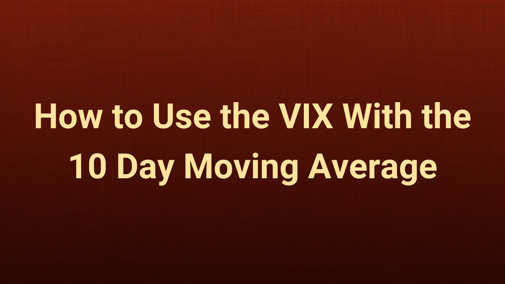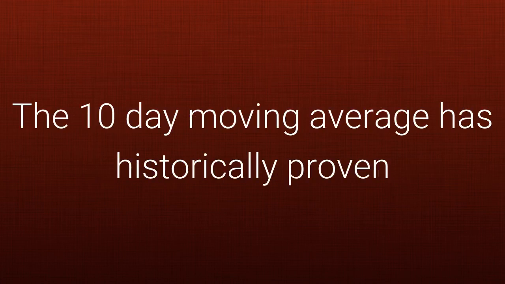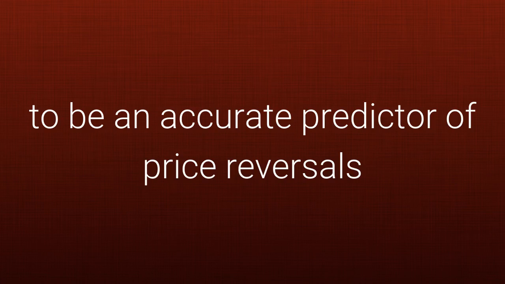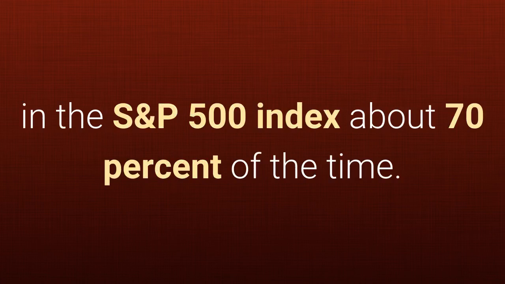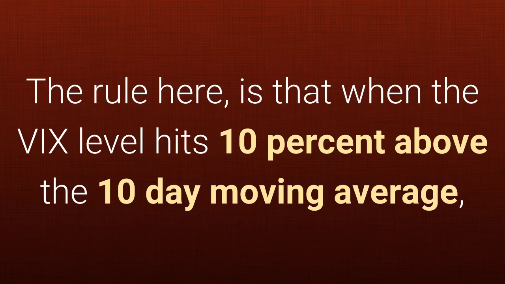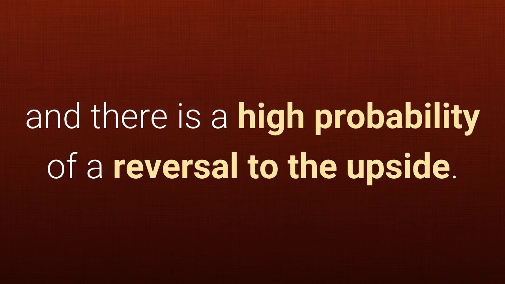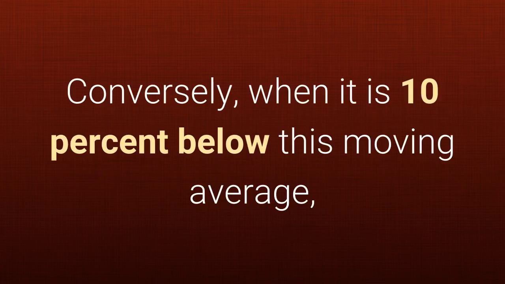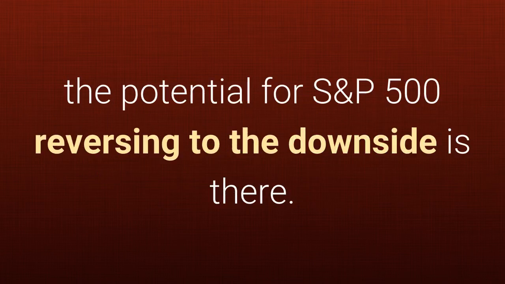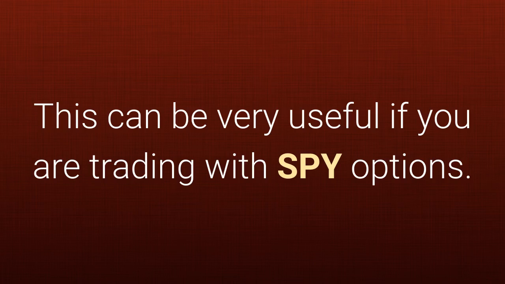How to use the VIX with the 10-day moving average. The 10-day moving average has historically proven to be an accurate predictor of price reversals in the S&P 500 index about 70% of the time. The rule here is that when the VIX level hits 10% above the 10-day moving average, it means that a sell-off in the S&P 500 has taken its course and there is a high probability of a reversal to the upside. Conversely, when it is 10% below this moving average, the potential for the S&P 500 reversing to the downside is there. This knowledge can be very useful if you are trading with SPY options.